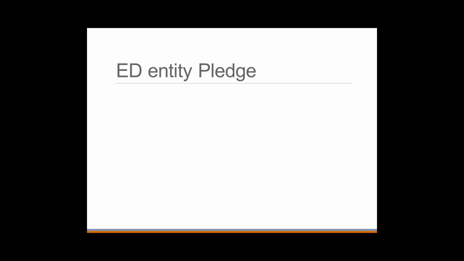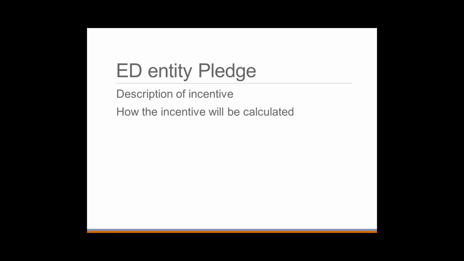So this is like the state is offering this, or the city's offering this. What's being specified? It should give a description of the incentive. What is it? Is it a rebate? Is it an abatement? Is it a grant, or whatever it might be? And then it should be clear about how the incentive is calculated.